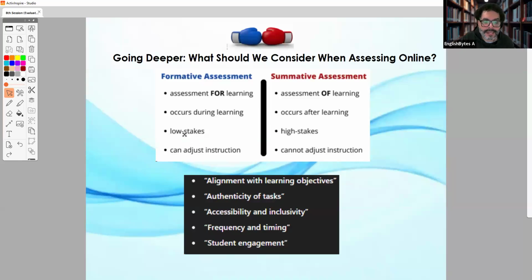Okay. Low stakes. When I say stakes, it's like risk, low risk. Why is it low risk? Because when you assess your student in formative way, there's no problem, there's no risk with them.